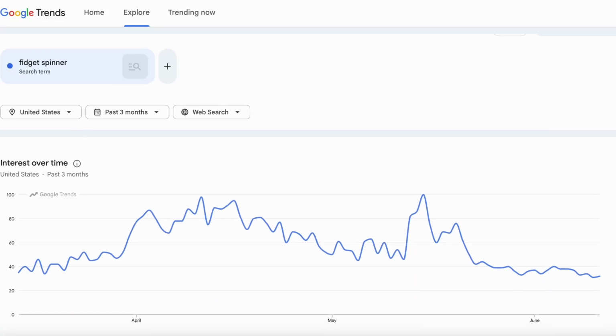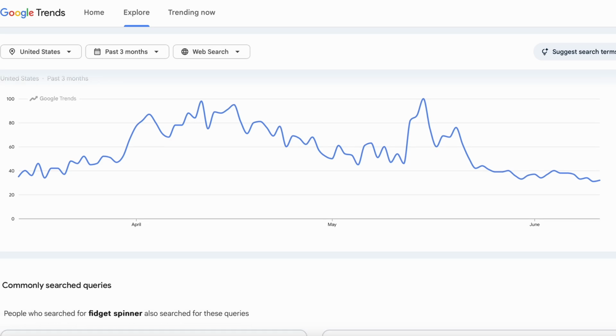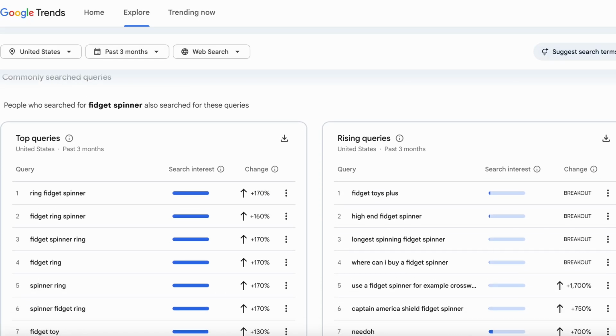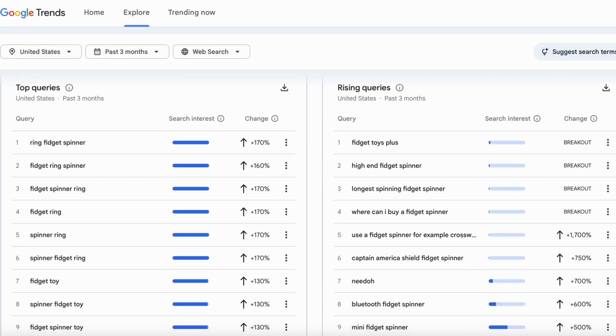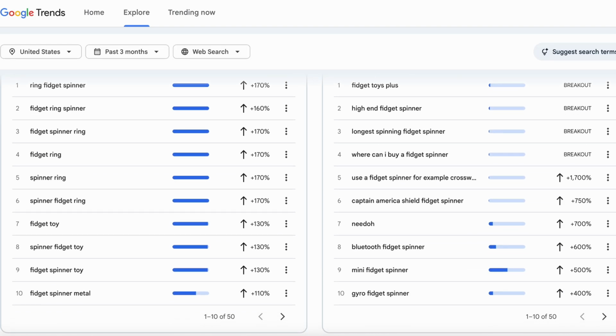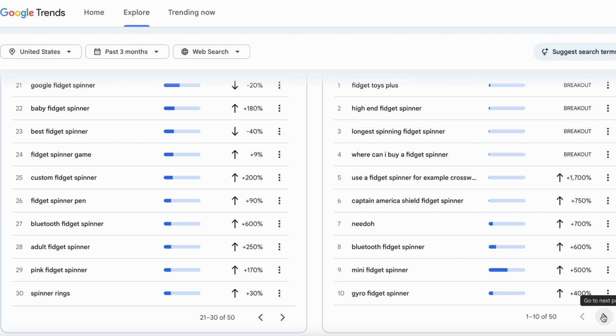On any Google Trends result page, there's a section down below called Commonly Searched Queries. This section is divided into 2 parts. On the left, you'll see top queries. These are the terms that already get the most searches related to your keyword. That's useful, but it mostly shows what's already popular. On the right, you'll see rising queries. These are the searches that are starting to grow, but the high demand for them hasn't become obvious yet. So, the usual rule of thumb is the following.